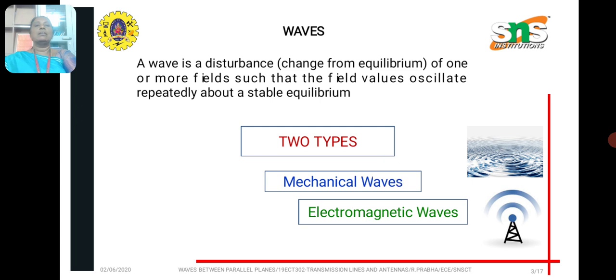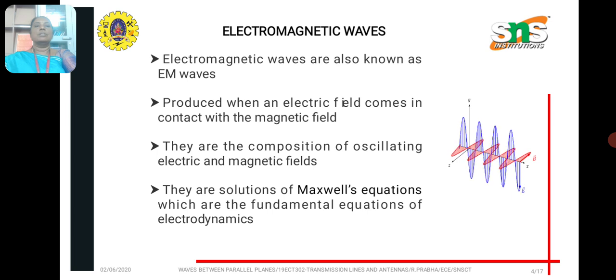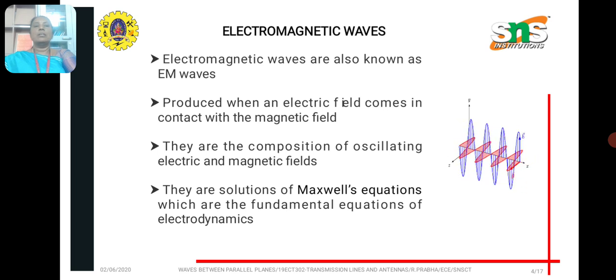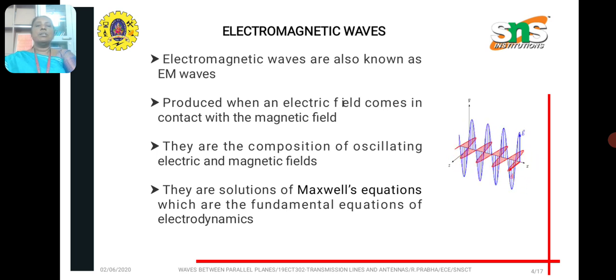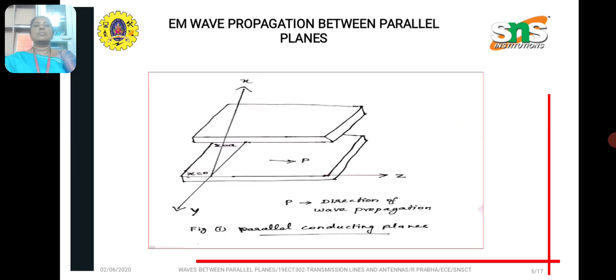One is mechanical wave and another one is electromagnetic wave. The electromagnetic waves are also known as EM waves. They are produced when an electric field comes in contact with the magnetic field. They are the composition of oscillating electric and magnetic fields. These are obtained from the solutions of Maxwell's equations, which are fundamental equations of electrodynamics. And now we are going to discuss the topic, the electromagnetic wave propagation between a parallel plane.